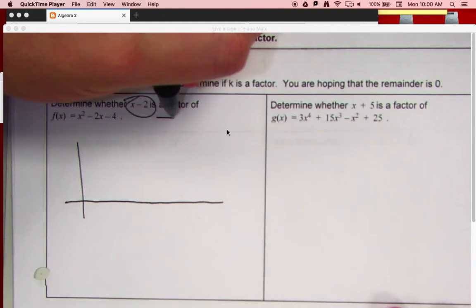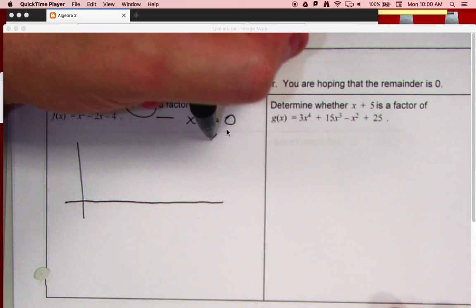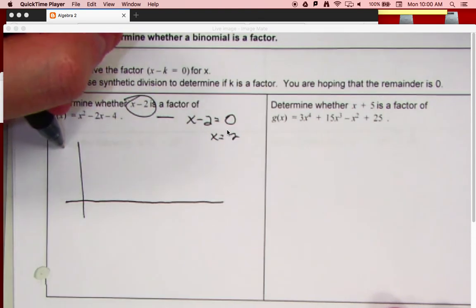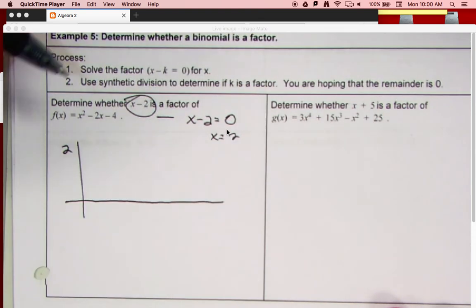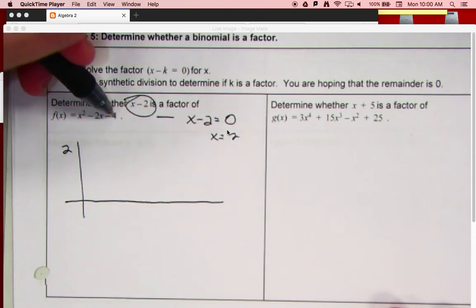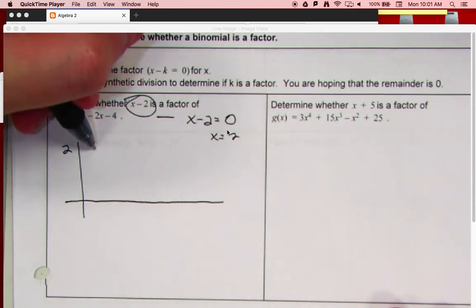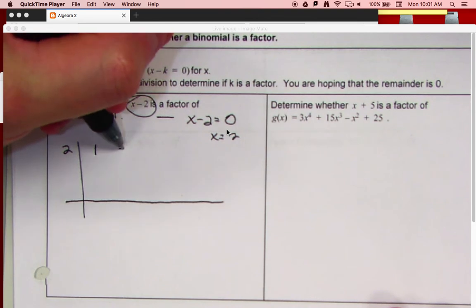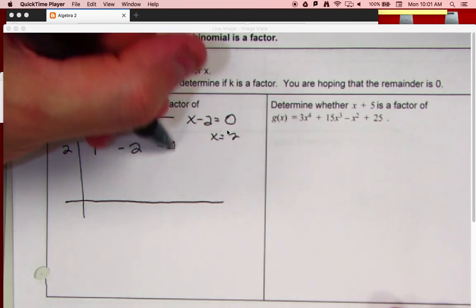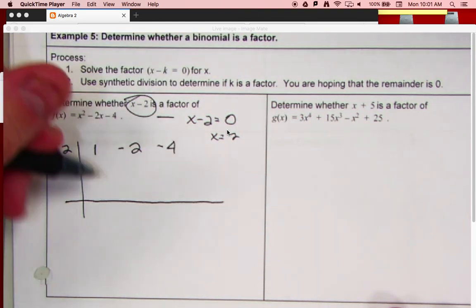We also need to take this over here, the x minus 2, put it equal to 0 and solve, so we get x equals 2. That's what goes right there. We then take our coefficients here, looking to see if we need to put any placeholders in, which we don't because we have x squared, x to the first, x to the 0. So we just take our coefficients, put them down right there, and then remember synthetic division.